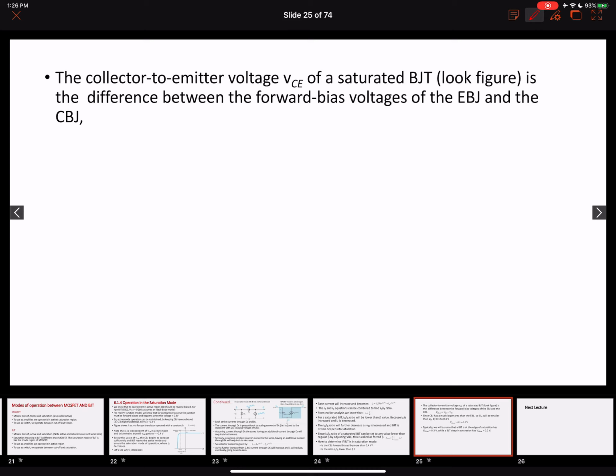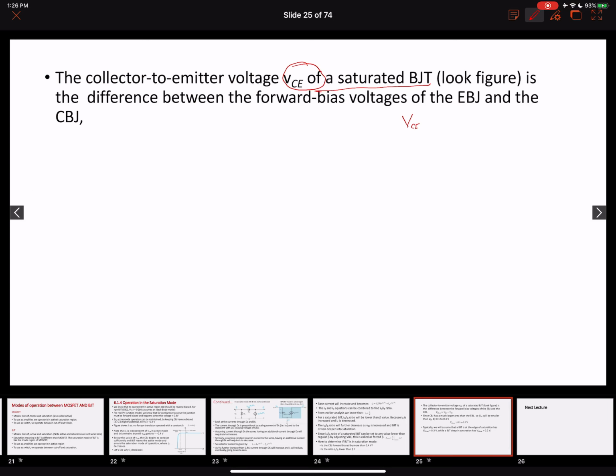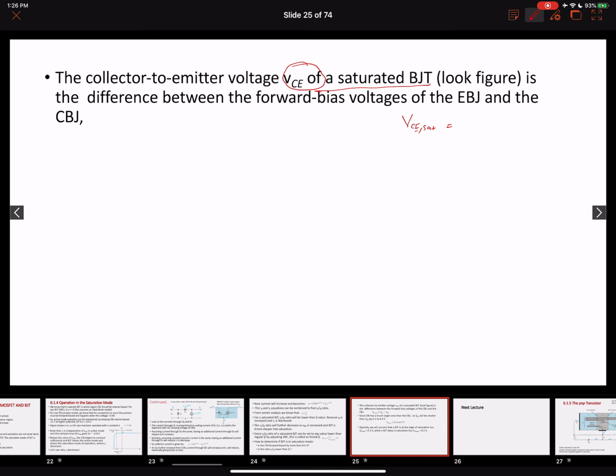Okay, so how can we find the collector to emitter voltage value of a saturated BJT? If you want to find the potential difference between collector and emitter in the saturation region, we can find VCE saturation as, all right, VCB, the collector to base voltage that we apply, minus VBE, the base to emitter voltage that we apply, right?